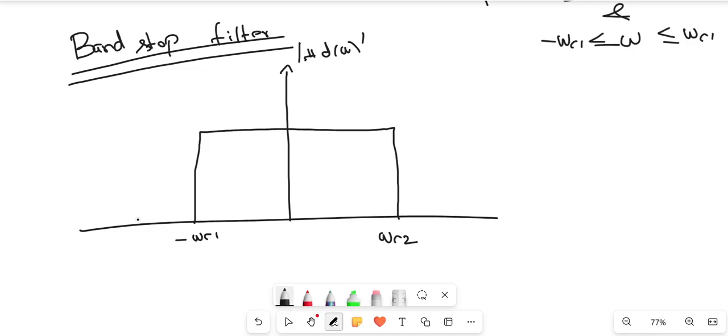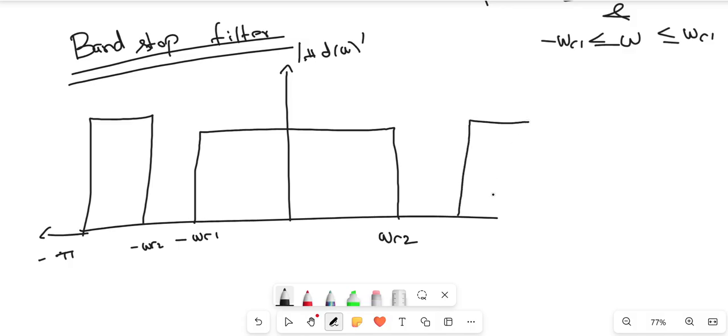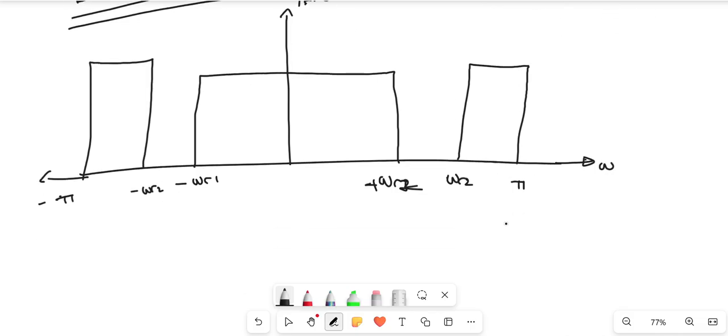Then it will reject the other frequencies, for example minus omega c2 to minus pi, and plus omega c2 to plus pi. It is opposite to the band pass filter. This is omega c1, minus omega c1, plus omega c1, plus omega c2 and plus pi. So how can you write this for the band stop filter?